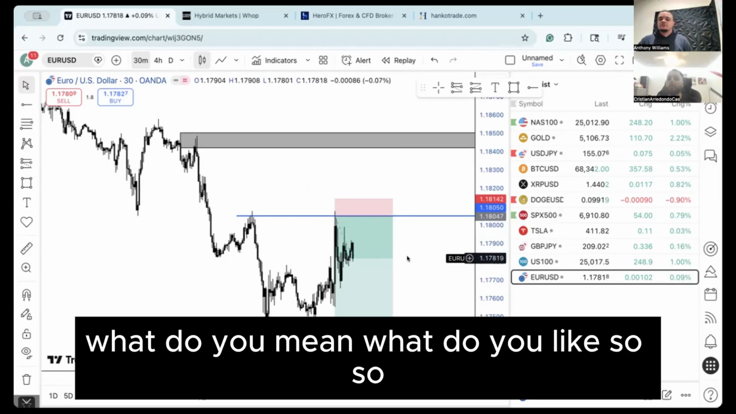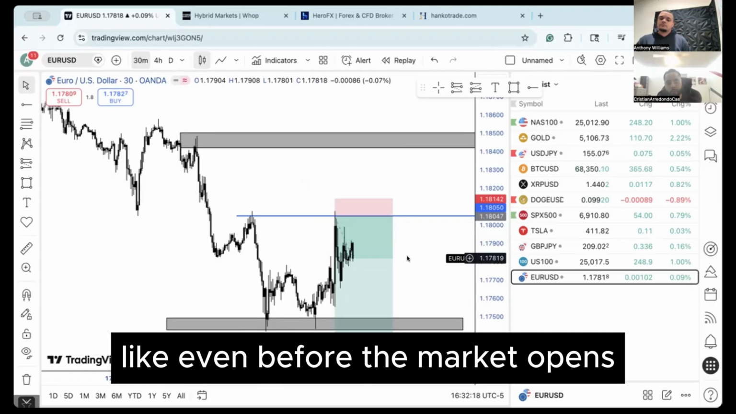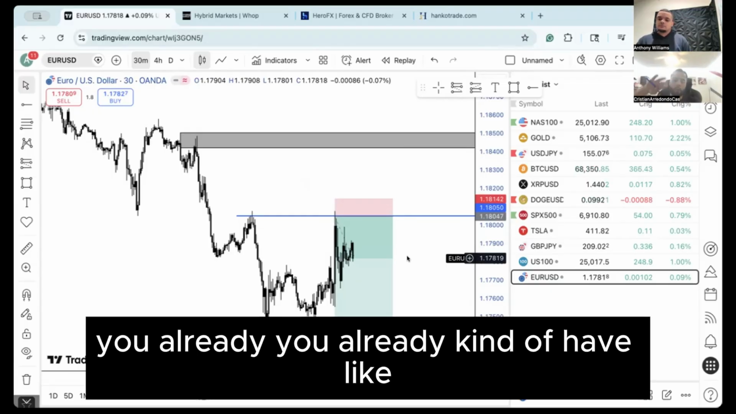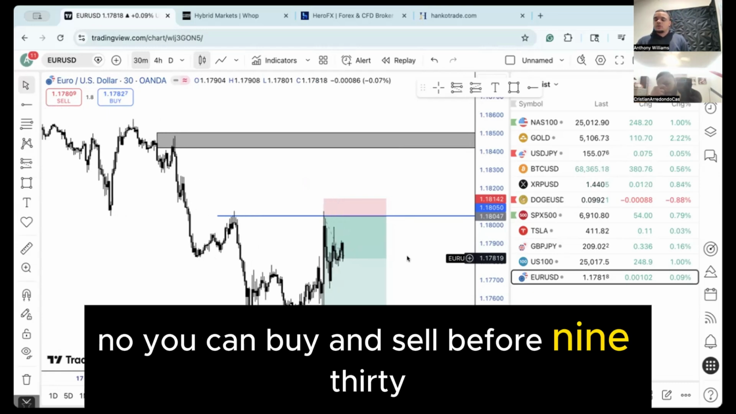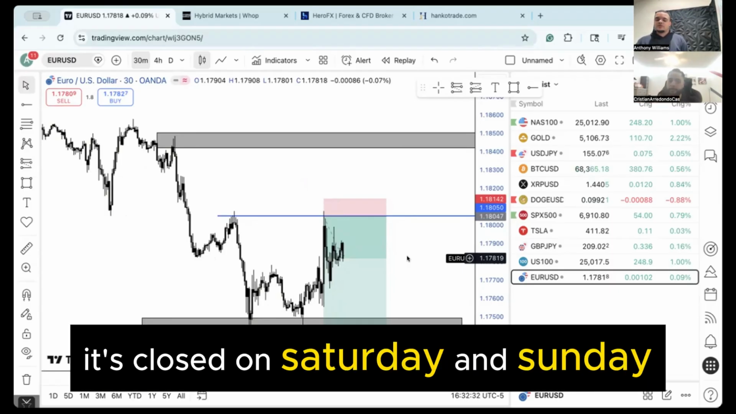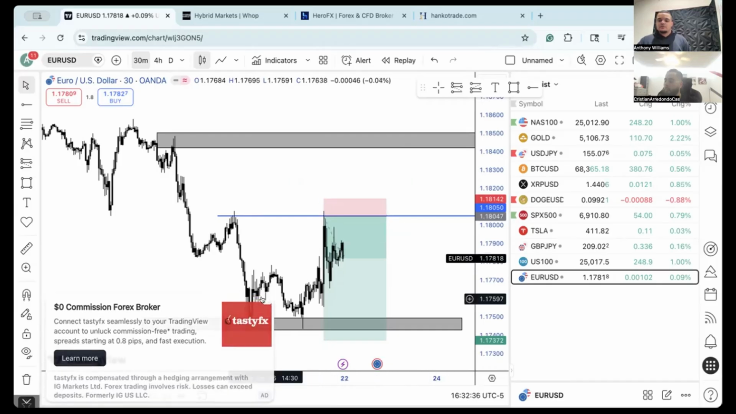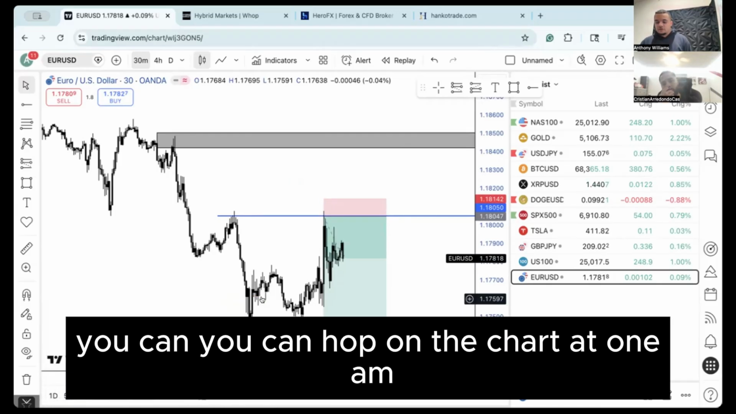What do you mean? So you're able to take trades even before the market opens? Yes, you can buy and sell before 9:30, before the market opens. Monday through Friday. It's closed on Saturday and Sunday because that's when banks are closed. It's 24/5, Monday through Friday. You can hop on the chart at 1 a.m.